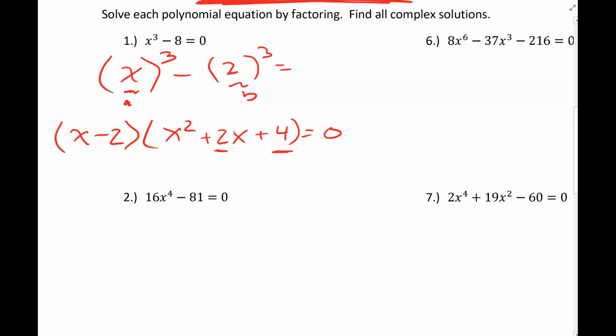So we're done factoring. Everybody agree now? Yes. Okay. Once you've factored it, what do we do next?